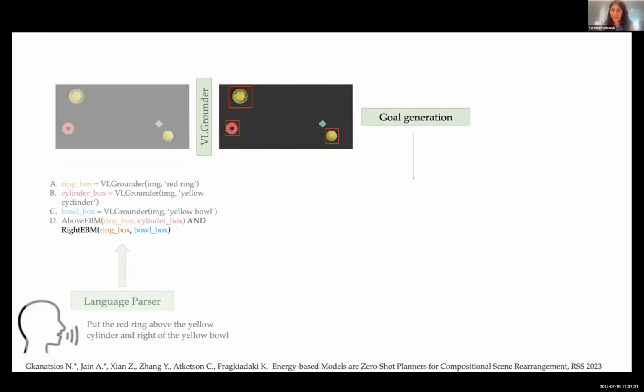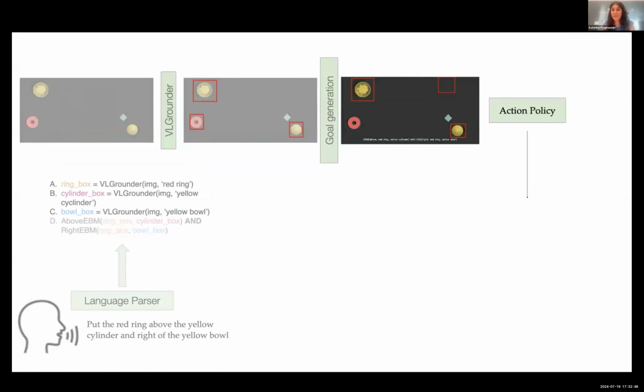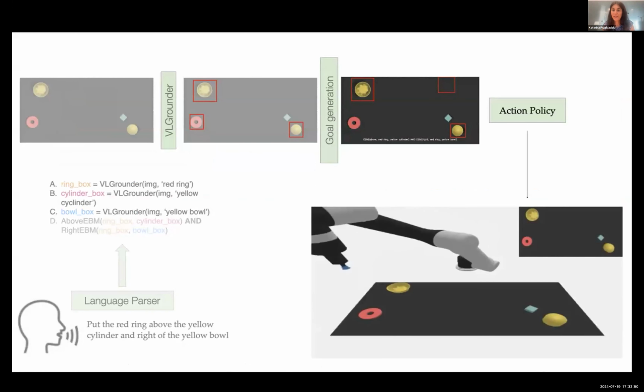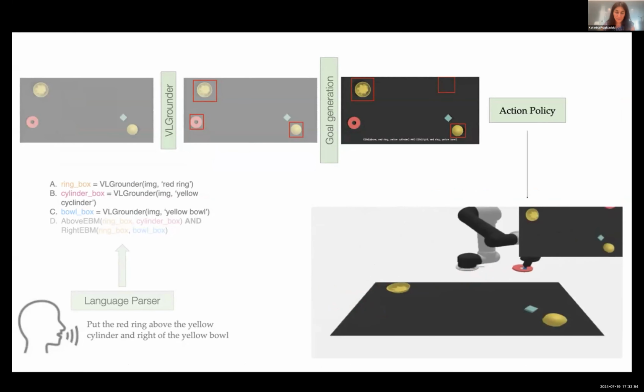And then you essentially sum the energies for all the energy-based models, and every object node will have a different number of energy terms that will affect it. So you'll predict the final locations of the objects, and then you will use some very simple pick and place policies, image conditioned. We use CLIPort type of policies to do the rearrangement.